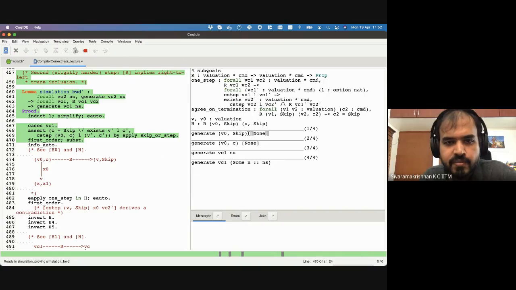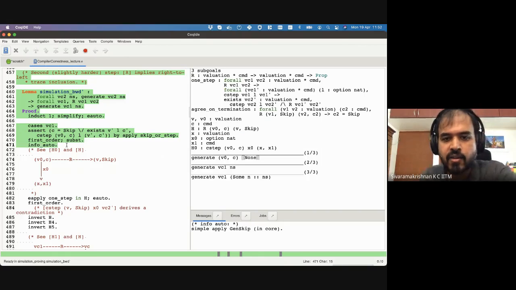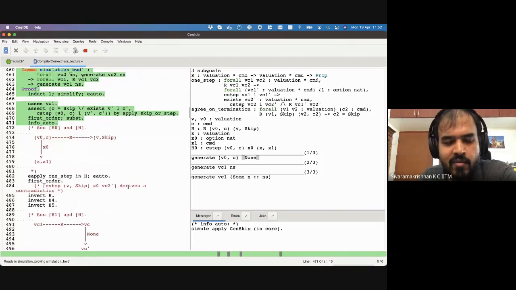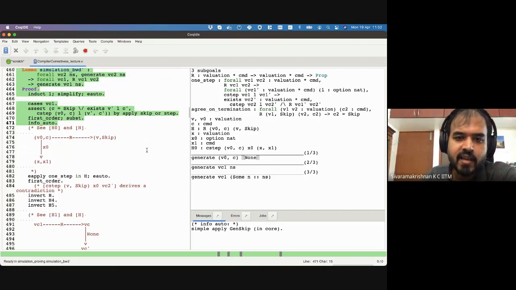So this is straightforward, right? When the program terminates, you just emit a termination marker. So that is easy. That goes through. Now, we have something interesting. So we say V0C is related to V comma skip, and V0C could be anything else. It could be anything at all.